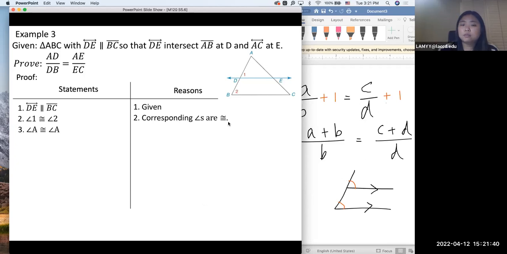And then angle A will be congruent to angle A.